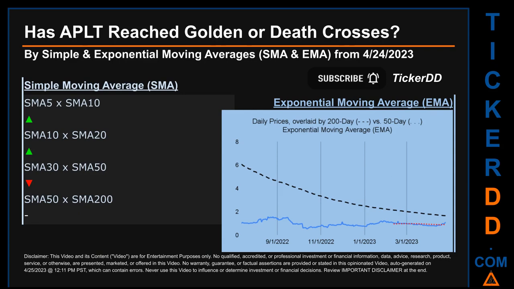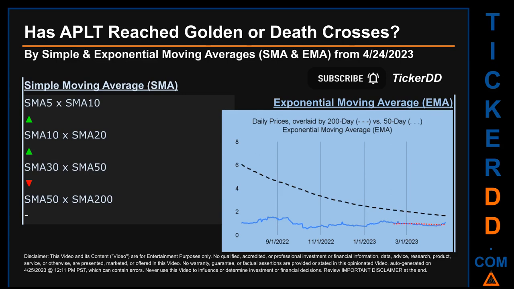Has APLT price reached golden or death crosses? Golden cross and death cross are basic signals that compare average prices across two specified trade day ranges, a short-term versus a long-term range. For example, 5-day versus 10 trade days.